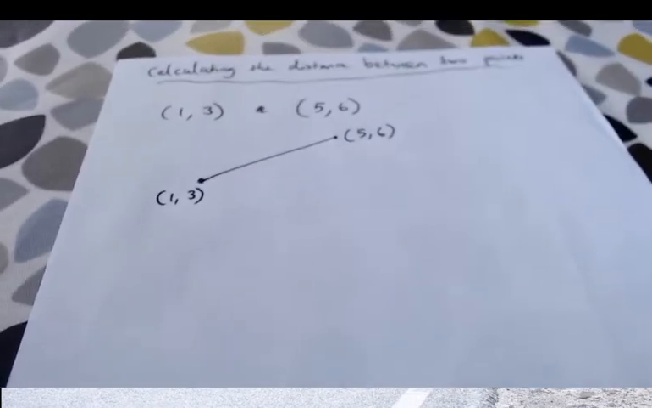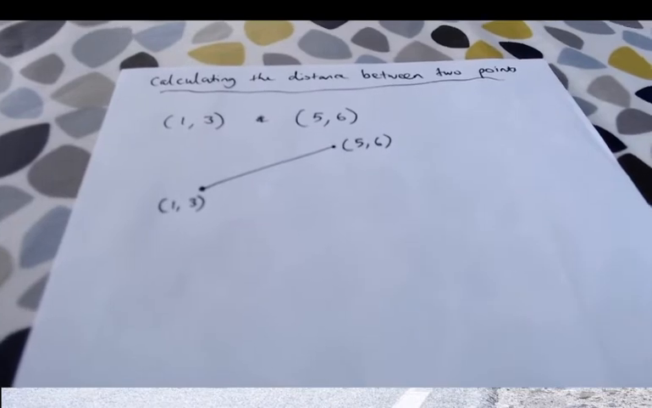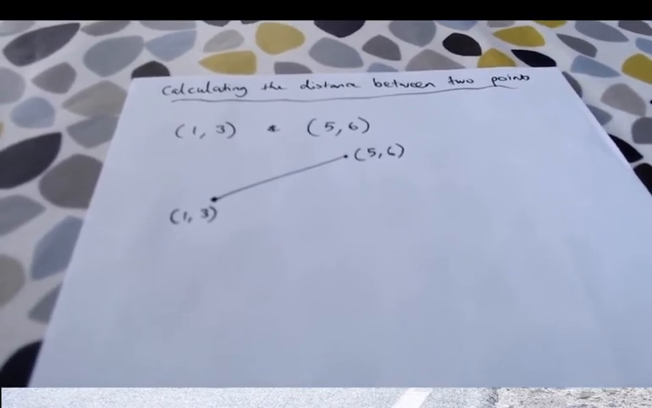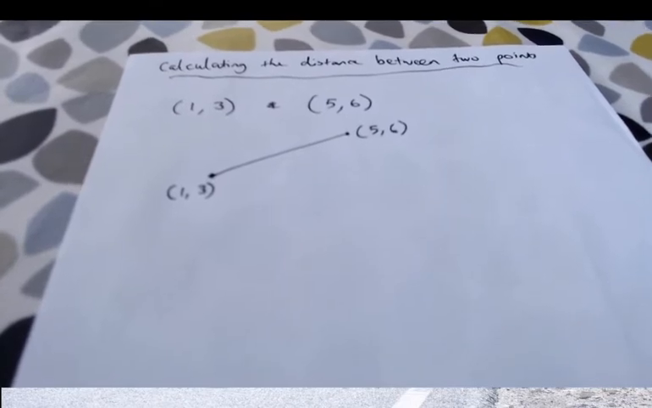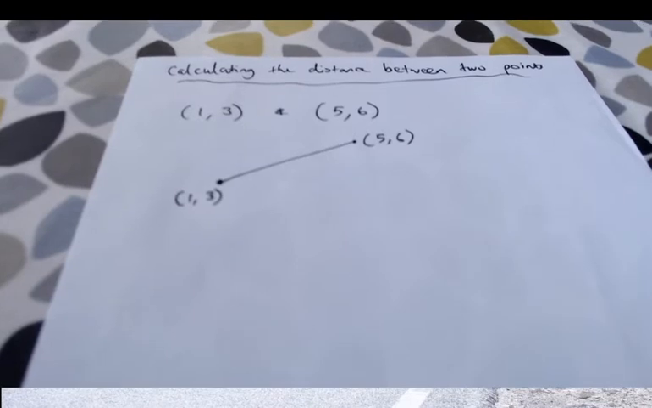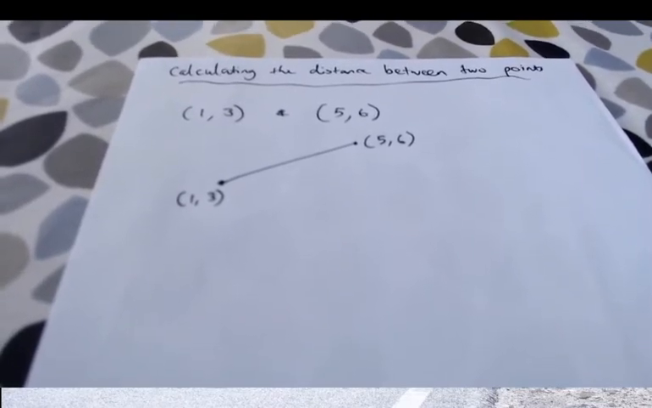Okay, so I want to calculate the distance between the points 1, 3 and 5, 6. So the first thing I've done is I've drawn them on the bit of paper. I've not bothered with an axis. We don't really need to see that. I just want to look at the points written in front of me.